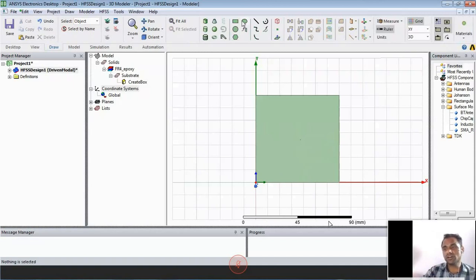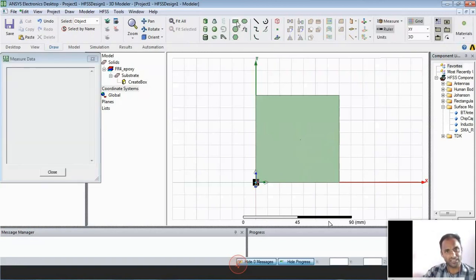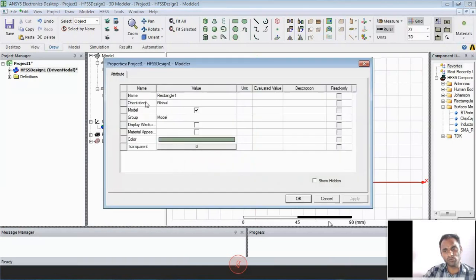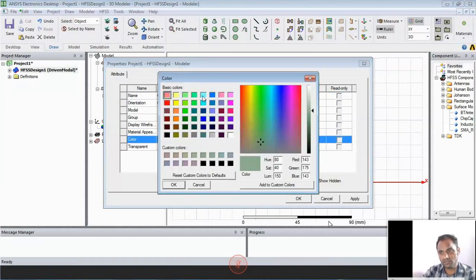Okay. So next, the second step is to place a ground. So I'm selecting a rectangle here. So I draw one rectangle. Then I move on to the sheet, and in that sheet I change the rectangle name into ground.